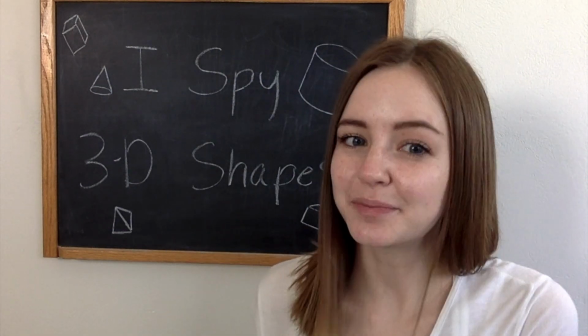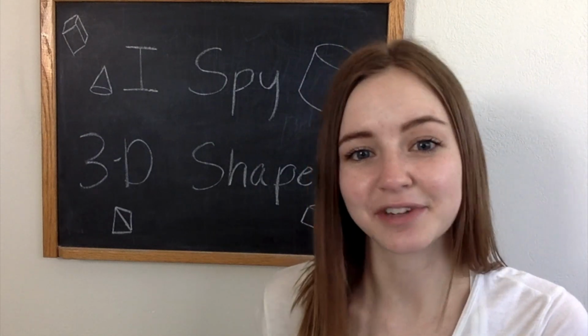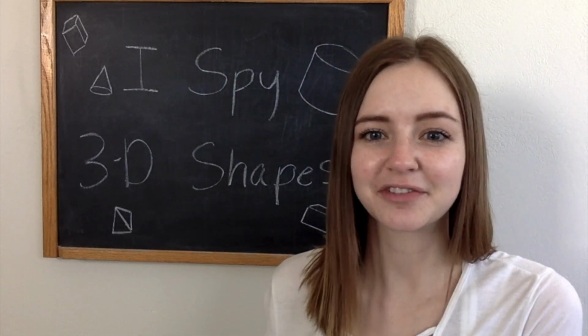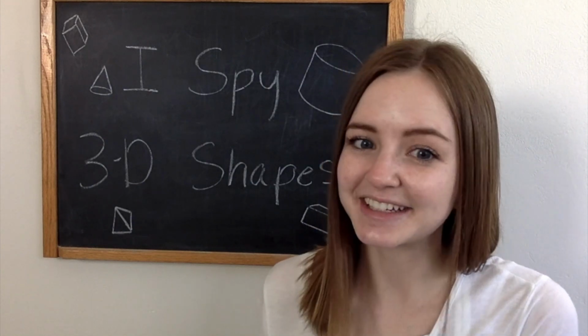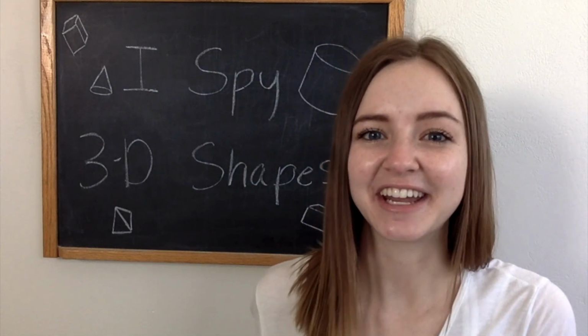Or if I saw a soup can, I could say, I spy a three-dimensional object with 2 circular faces and no corners, and it is in the cupboard. Have fun and get creative.